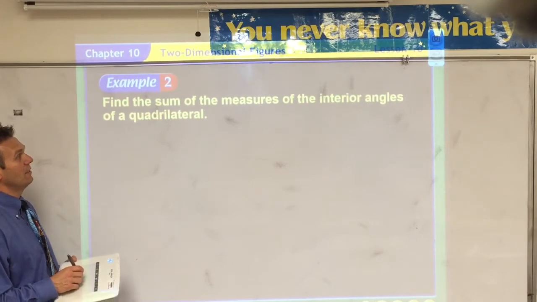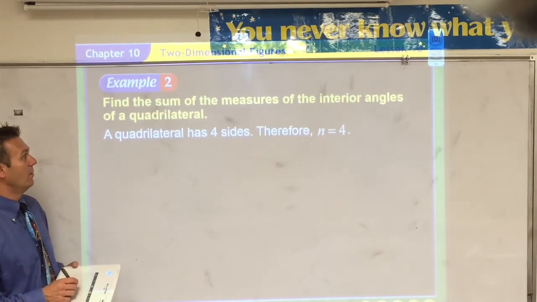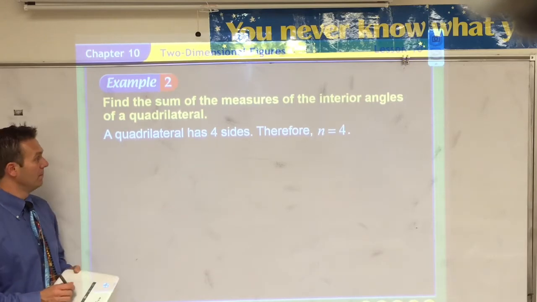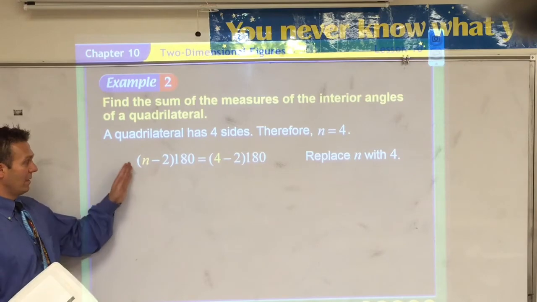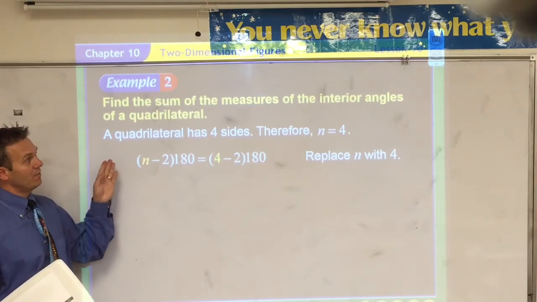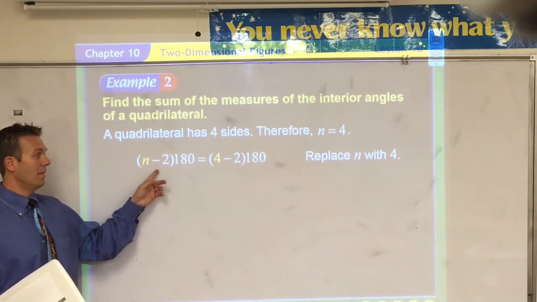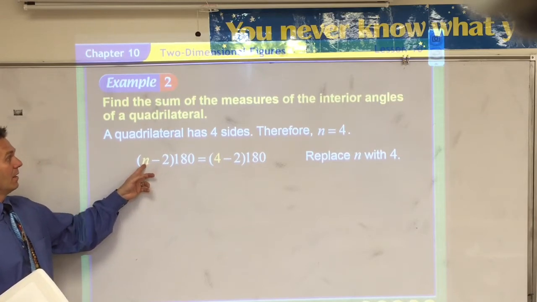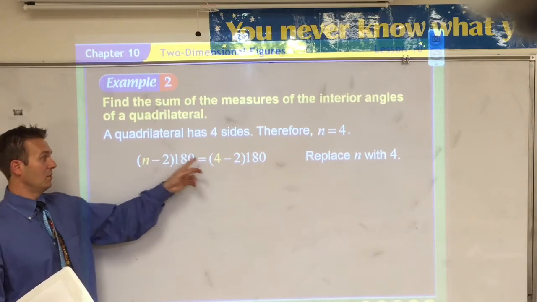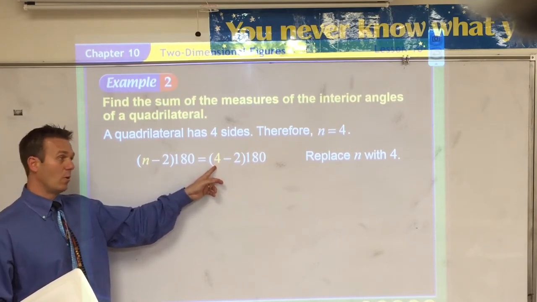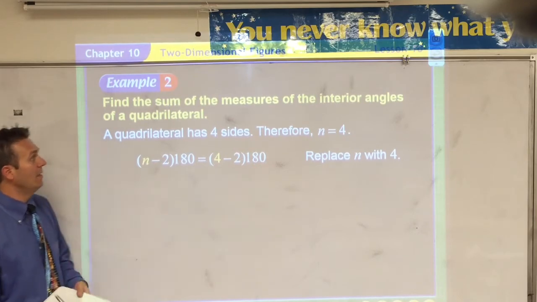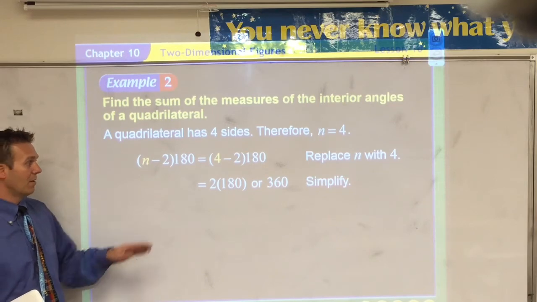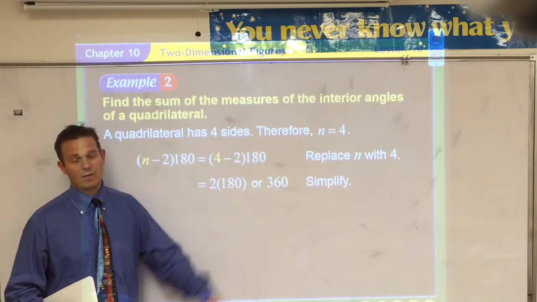Next, the sum of the measures of the interior angles of a quadrilateral. A quadrilateral has 4 sides, so we're going to let n equal 4. There's a formula to figure out the measure of the interior angles: n minus 2 times 180. The number of sides of whatever the figure is goes there. It has to be a quadrilateral, so it's 4 minus 2 times 180 that will tell you the measure of the interior angles of a quadrilateral. And that's 2 times 180, which is 360 degrees.